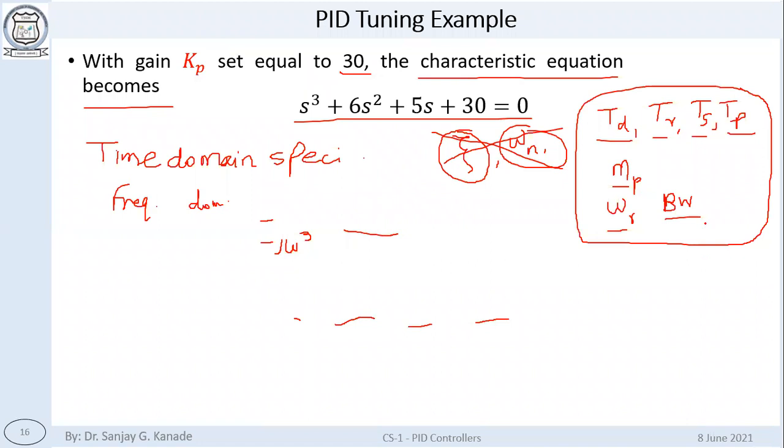If you can recall, their formulae are dependent on these two parameters, zeta and omega n. And zeta and omega n will change according to this K. Now, it is not really very intuitive to see it in the higher order case. This is a third order system, so it is not really easy to gauge the direct dependence clearly.